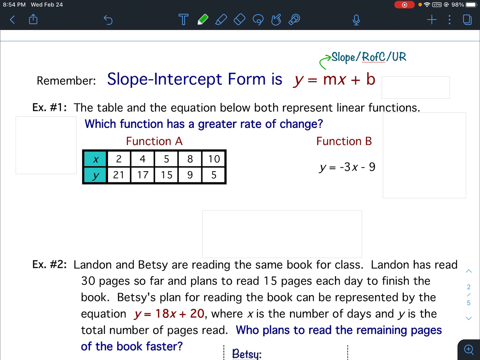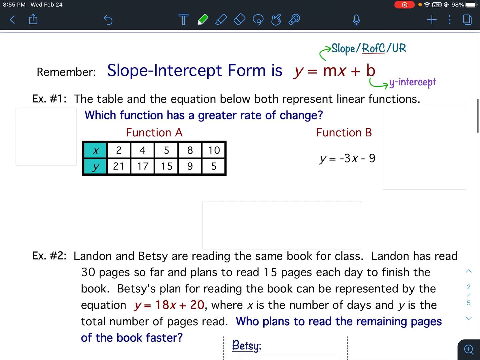So slope is in front of x, and your y-intercept is behind x. Remember, the y-intercept is where it crosses the y-axis. So your slope or your rate of change or unit rate, that'll be the number in front of x, and your y-intercept is behind x. So m is slope and b is y-intercept.